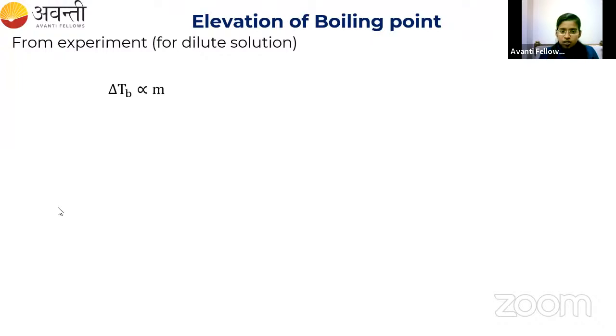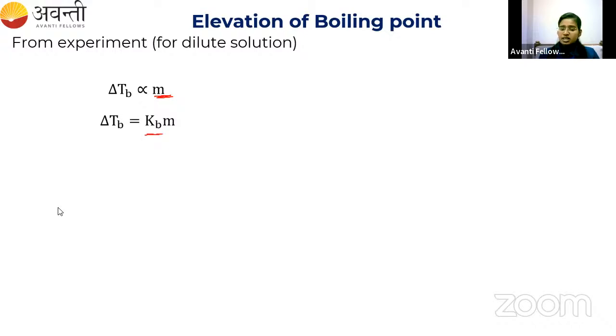So this small m denotes the molality. And if I remove this proportionality symbol, I have to introduce a constant, right? That constant is called Kb. So delta Tb is equal to Kb into m. So what is the name of this Kb?